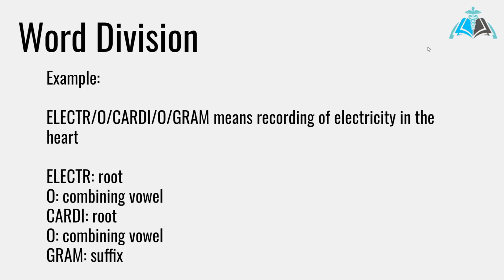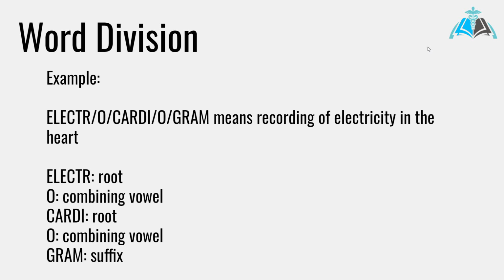Okay, word division. So let's look at this example. We have electrocardiogram, and this means recording of the electricity in the heart. And remember, we want to read from suffix to the beginning of the word, but let's not focus on meaning just yet. Let's just break down the various word parts. Just go from traditional right to left.